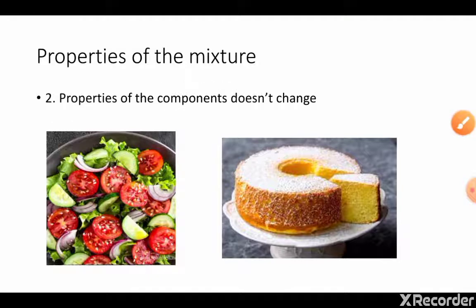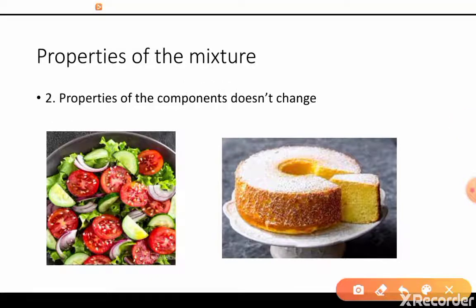Number two, the properties of the components don't change in the mixture. Which means what? If I take a piece of tomato, its color before putting it in the salad and after putting it in the salad, did the color change? The color is red and is still red before being inside the mixture or after. The color doesn't change. The taste of the tomato changed? No. So when we make a mixture, the components of the mixture have the same properties. The properties of the components will not change. They have the same color, the same taste, and so on.